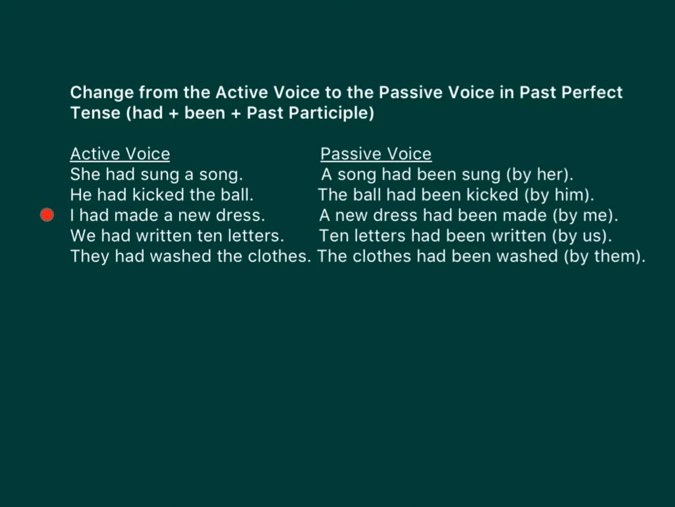Active voice. I had made a new dress. Passive voice. A new dress had been made by me. Active voice. We had written 10 letters. Passive voice. 10 letters had been written by us. Active voice. They had washed the clothes. Passive voice. The clothes had been washed by them.